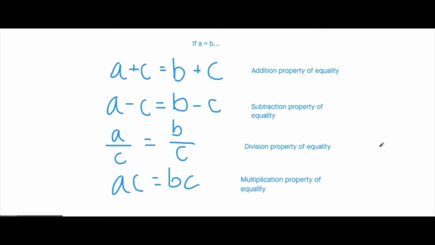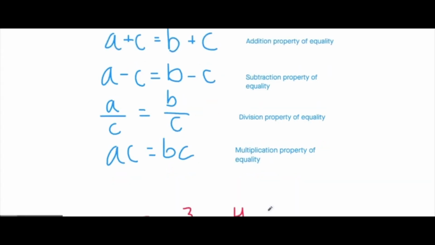So here we have all our properties of equality. A plus C equals B plus C is the addition property of equality. A minus C equals B minus C is the subtraction property of equality. A over C equals B over C is the division property of equality, and AC equals BC is the multiplication property of equality.